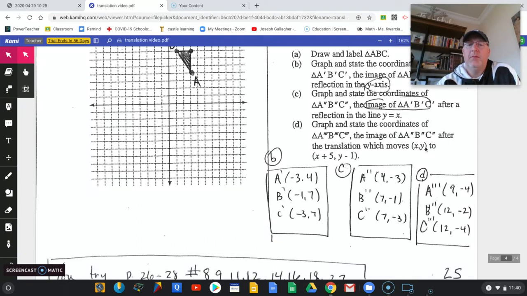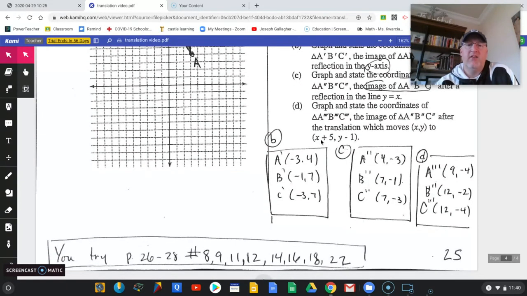And then finally for part D, I want to find A triple prime, B triple prime, C triple prime, the image of the double prime. So I'm taking my answer from part C. I'm not using B. I'm not going back to A this time. It tells me right here the image of A double prime, B double prime, C double prime. So I want to use these. And I want to do a translation of x plus 5, y minus 1. Well, now if you already have it drawn here, that just tells you to move right 5, down 1. So you could take all 3 corners of your triangle, go right 5, down 1, right 5, down 1, right 5, down 1. It'll give you the answer.